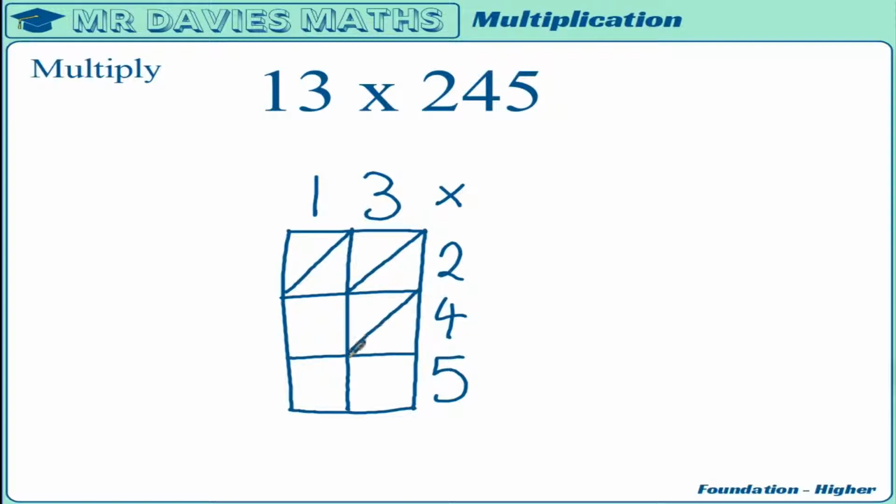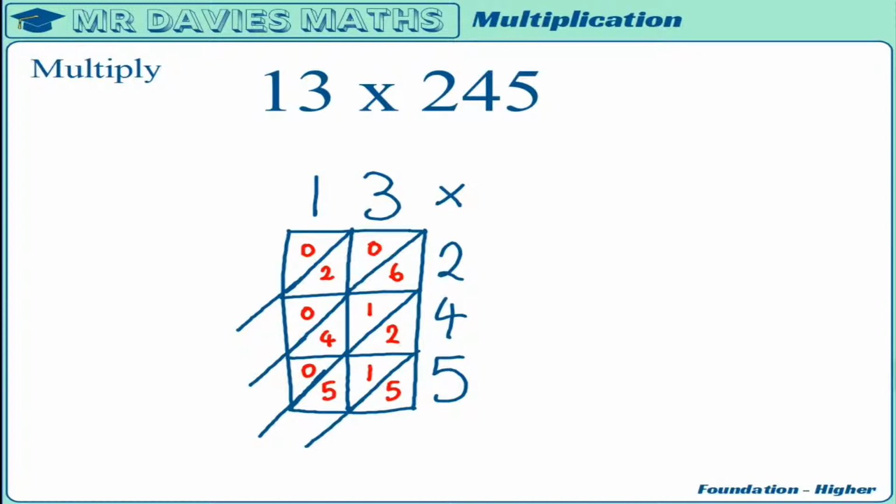Top right to bottom left, top right to bottom left. Make sure you do your diagonals in every single grid. Some people like to do it all the way down. I get lost sometimes, so I just do a diagonal in each grid, and I don't make any mistakes. And then just extend them just outside the grid a little bit. Okay, let's do the multiplying. 3 times by 2 is 6. 3 times by 4 is 12. 3 times by 5 is 15. 1 times by 2 is 2. 1 times by 4 is 4. 1 times by 5 is 5.